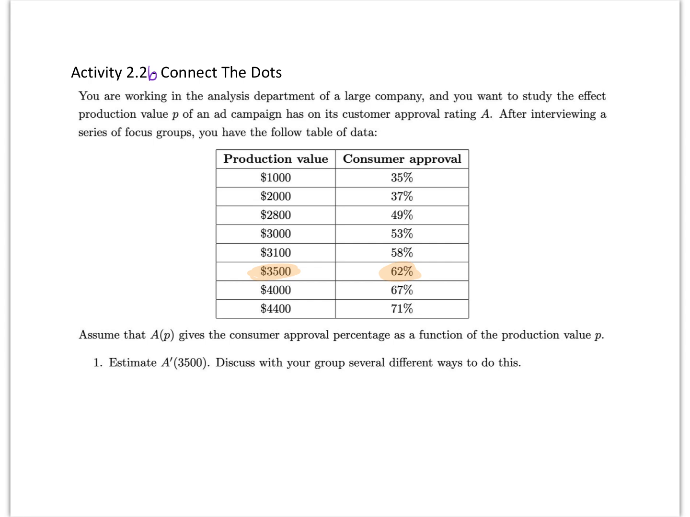Okay, so my instantaneous rate of change would be A prime of 3,500. Okay, my instantaneous rate of change at 3,500. And remember, that is the limit as h goes to 0 of A of 3,500 plus h minus A of 3,500 all over h.